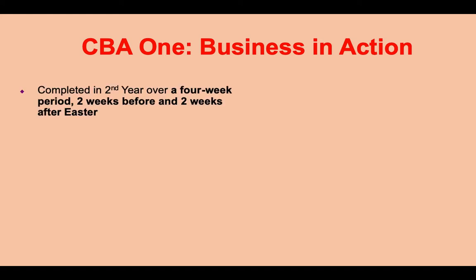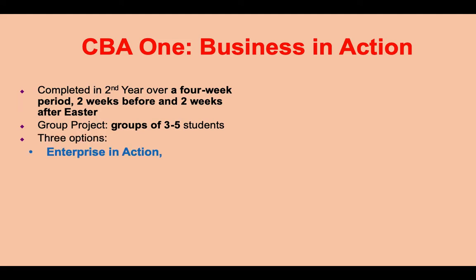Okay, so this is an explanation of CBA1, what's involved. It's done in second year, over a 4 week period, 2 weeks before and 2 weeks after Easter. Usually it's groups of 3 to 5 students. There are three things you can do.